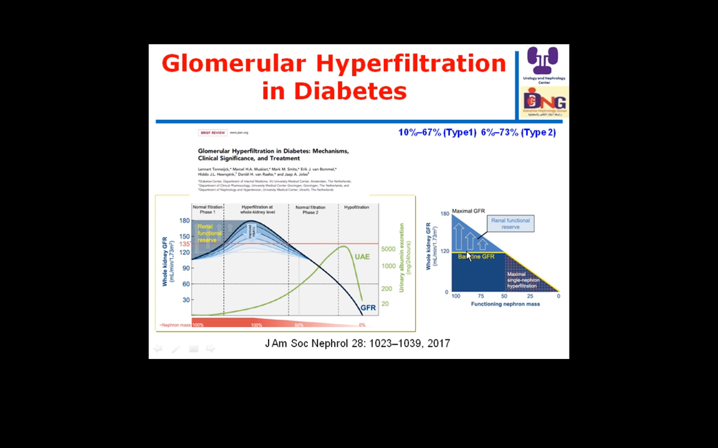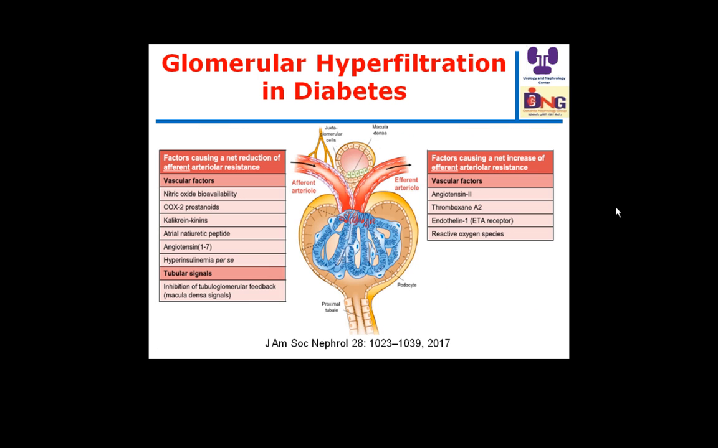So although here GFR is still 120 ml per minute, what happened here? The functioning nephron mass declined to 50%. So this is the issue of hyperfiltration. If we can work early and target hyperfiltration, we can preserve the renal functional reserve of the kidney.